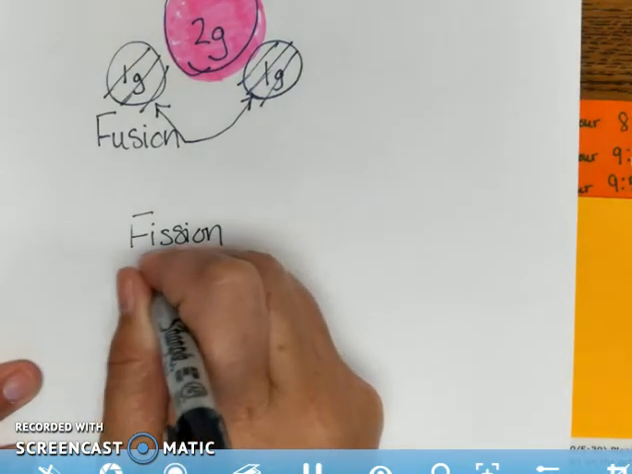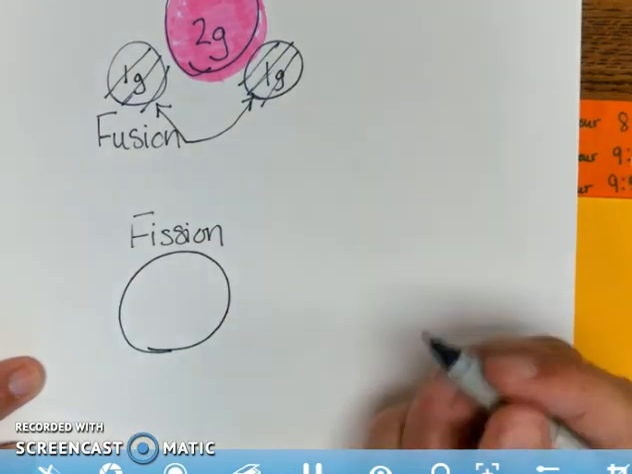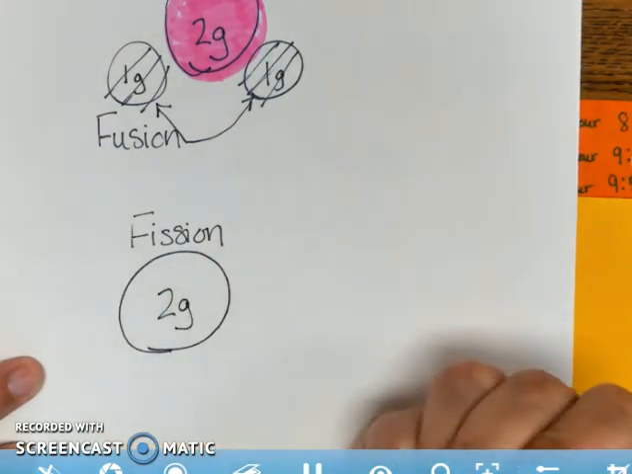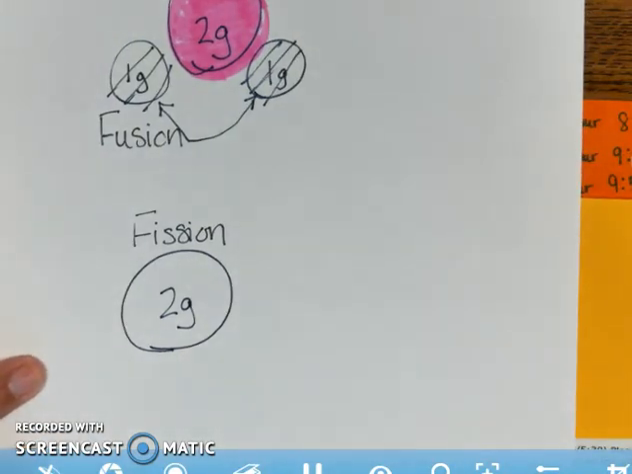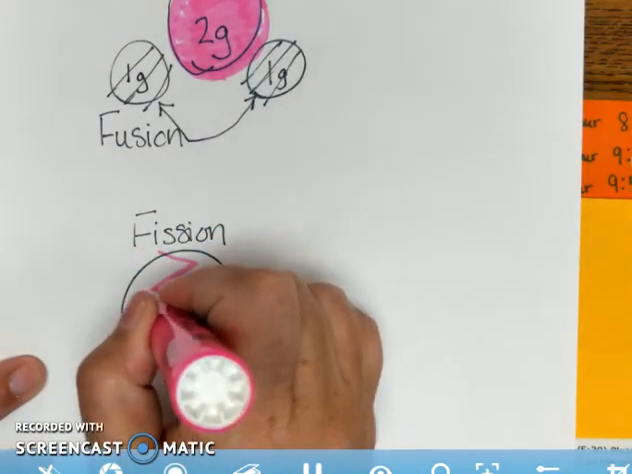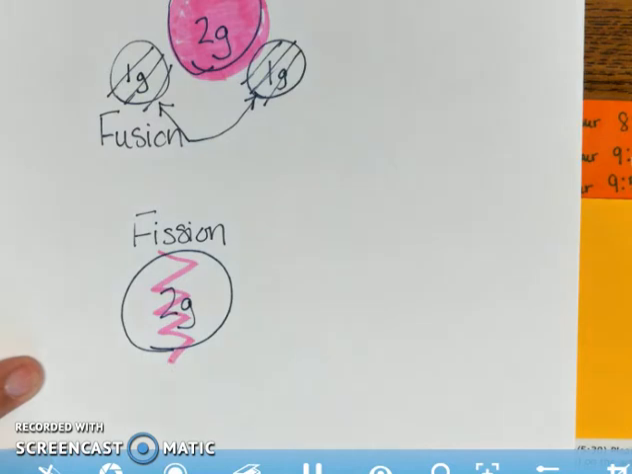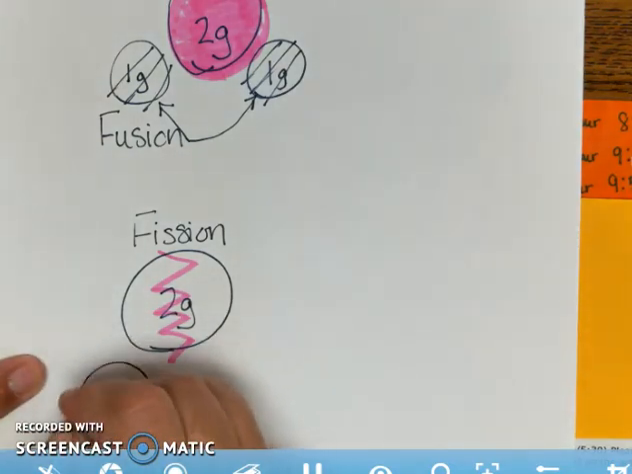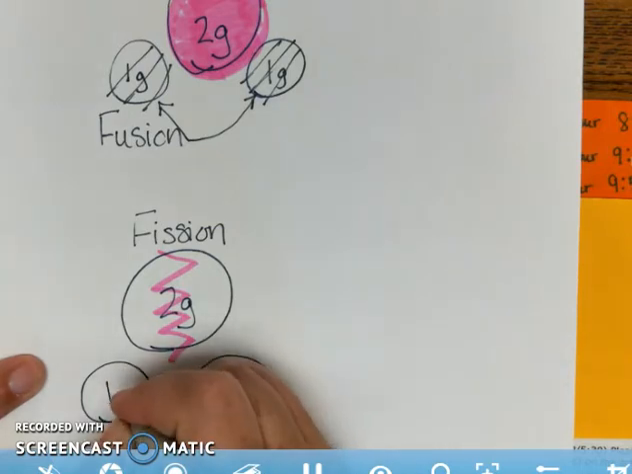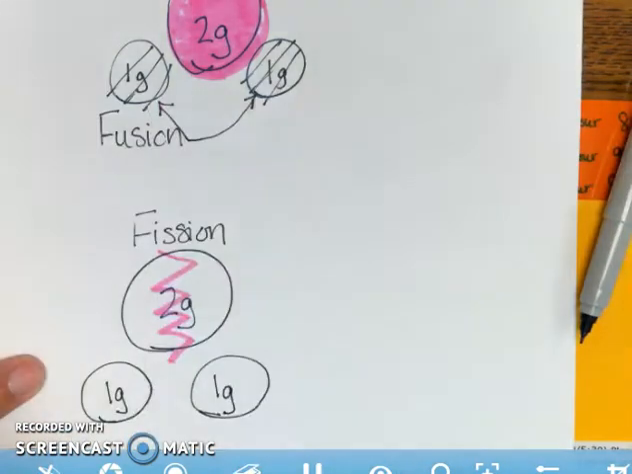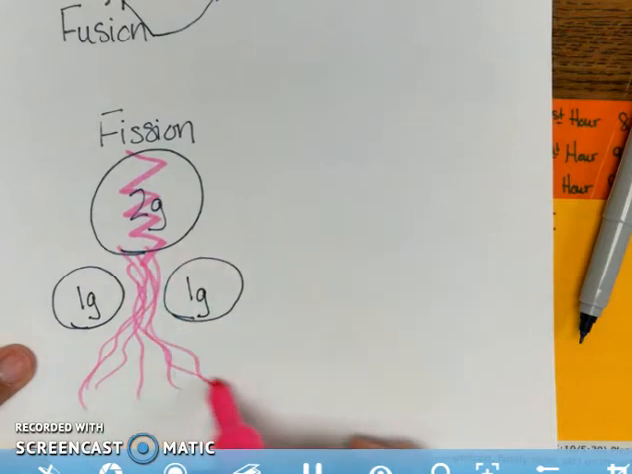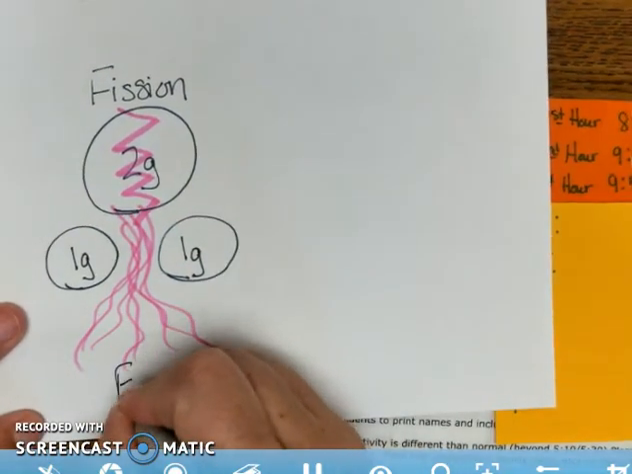Again, not the best example for accuracy science-wise, but for visual, it really makes sense. So again, if we have an egg and the egg is 2 grams and we crack that egg through fission, now we have 2 separate pieces. And from this, you have energy that is released from the fission process that allows us to get our energy.